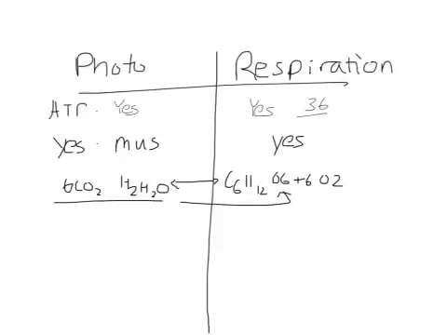So, now what is the use of oxygen and carbon dioxide? In photosynthesis, carbon dioxide is absorbed and oxygen is released. In respiration, oxygen is absorbed and CO2 is released.